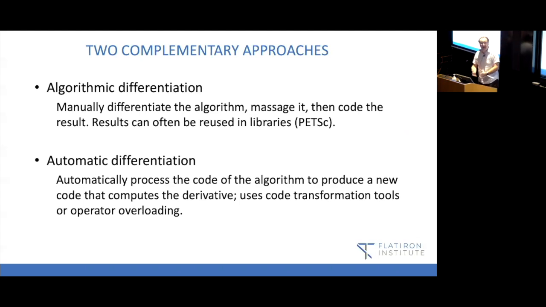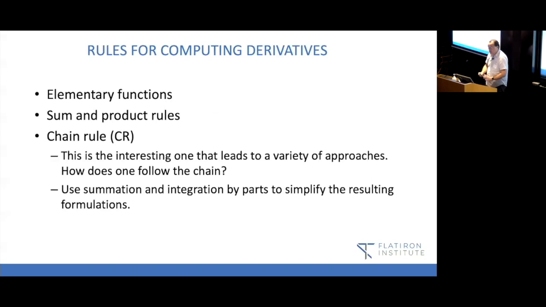There are a lot of similarities between the two. Once you understand the basic concepts of one, you understand the basic concepts of the other approach. And as we saw in one of the talks yesterday, often you actually want to use a combination of these two things. And I'll say a little bit more about that at the end of the presentation. So let's start.